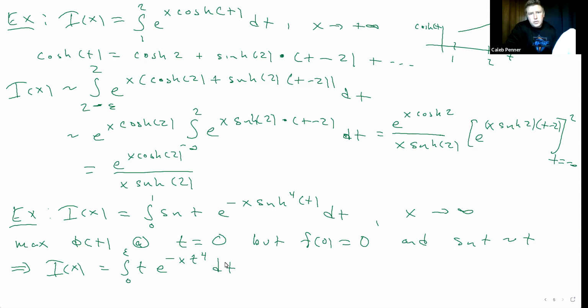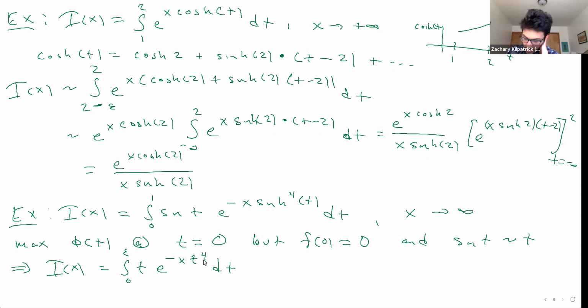Is that sine to the fourth or sinh to the fourth in the exponent? It's sinh to the fourth in this case. Yeah. So we have to go out to fourth order in this case in order to get our leading order term in this exponential.